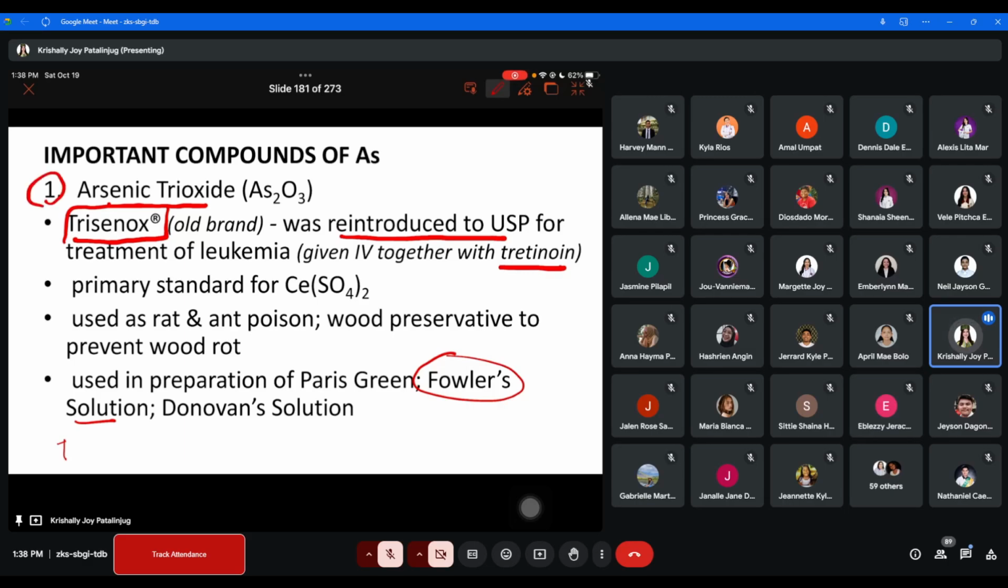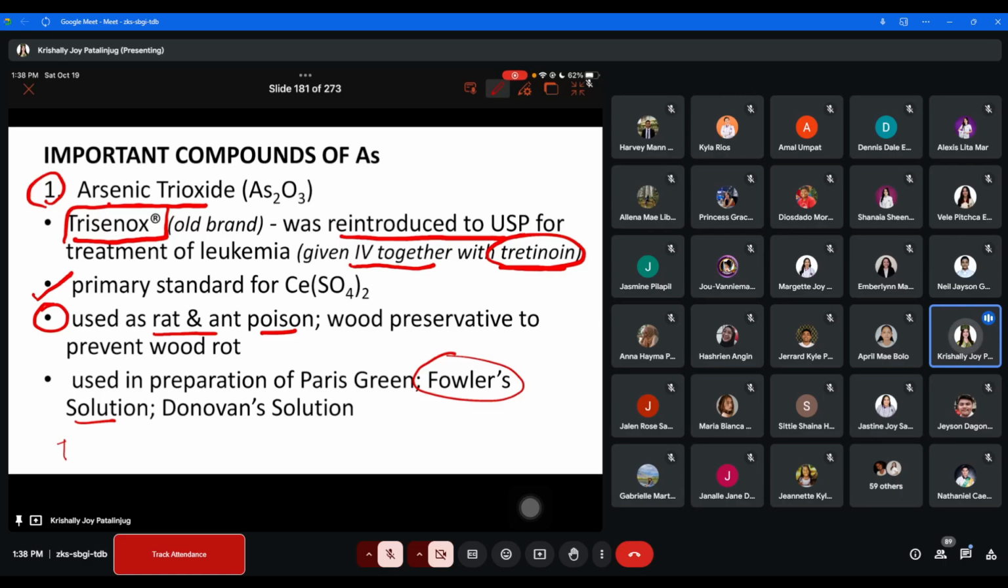Contained siya with arsenic trioxide given intravenous together with tretinoin. Tretinoin, that is kumbaga degradation product of vitamin A, yung retinol. Okay, galing yan sa vitamin A, yung tretinoin. Primary standard for sulfate, and it has rodenticide activity. Pag arsenic, poisonous man siya at higher dose. So, pwede siya as poison for rodents, rats, ants.